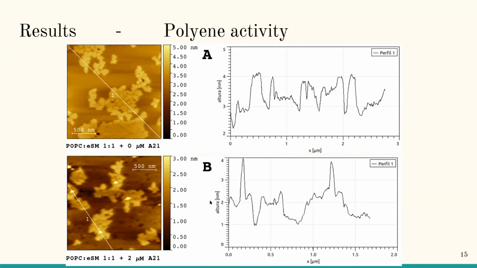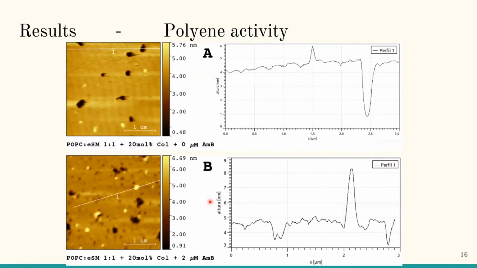Now we go to the models of fungal cells, mammalian cells, which have cholesterol. If we remember, at 20 mole percent, there were not many domains to be seen, and this is corroborated by this image here. There are only very few domains which are of the appropriate height, like 1 nanometer.